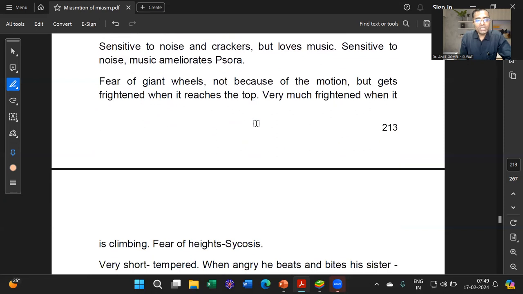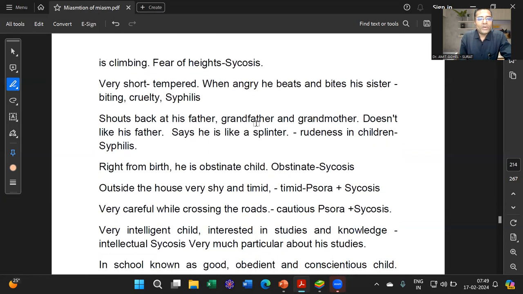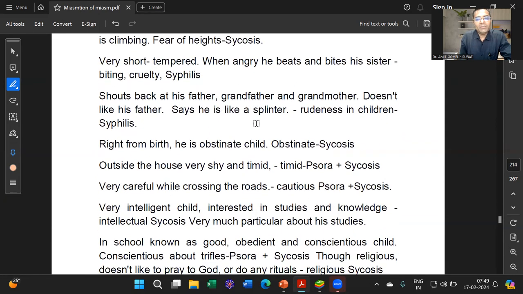Fear of the giant wheel, not because of the motion, but gets frightened when it reaches the top. Very much frightened when it is climbing. So fear of height is psychosis. Very short-tempered, when angry, he beats and bites his sister. So biting, cruelty is syphilitic. Shouts back at his father, grandfather and grandmother. Does not like his father. Says he is like a splinter. So rudeness in children is syphilitic.